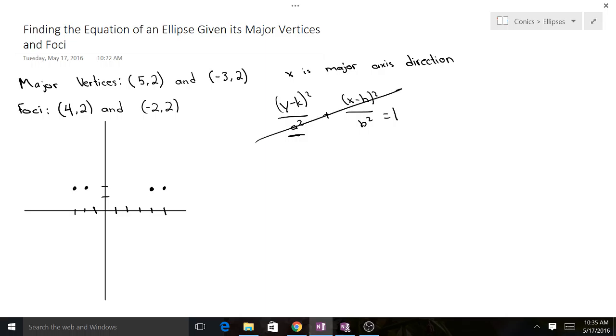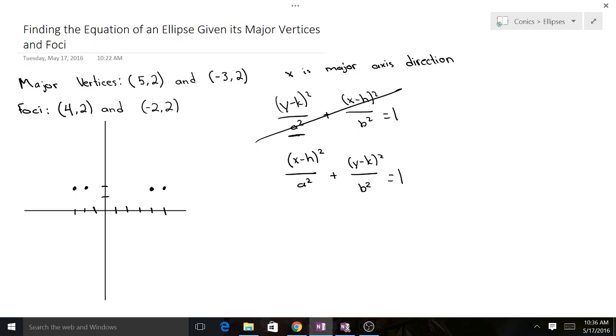So it's actually going to be this one: (x - h)^2 over a^2 plus (y - k)^2 over b^2 equals 1. That's the first thing we have to do every time: figure out which of the two formulas we're using, because the answers will differ, especially once we start getting into the foci.